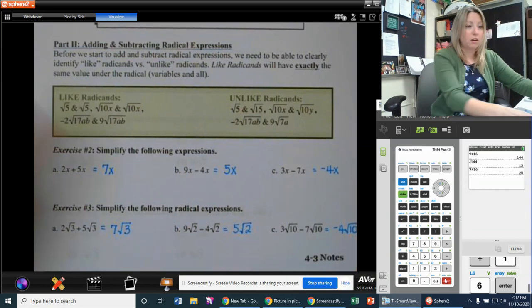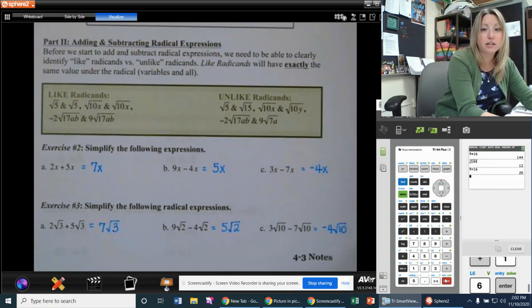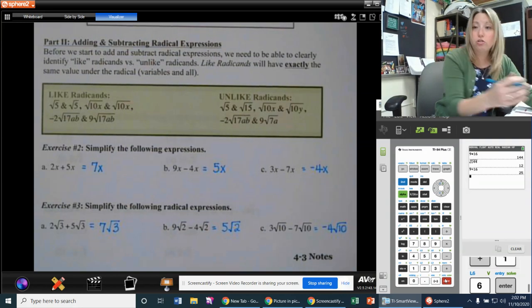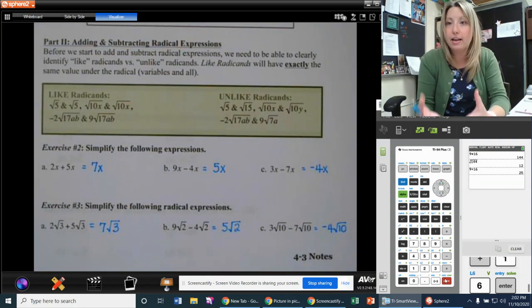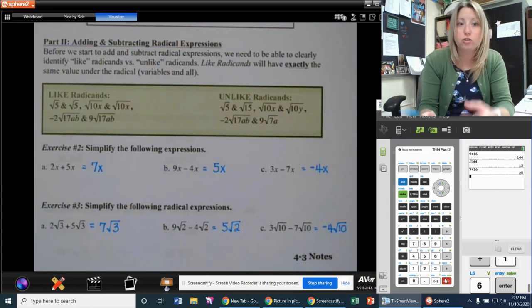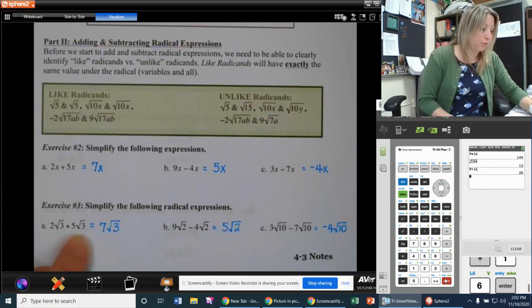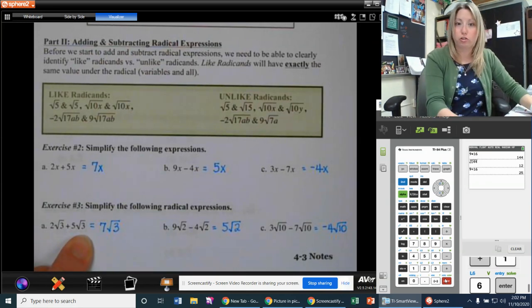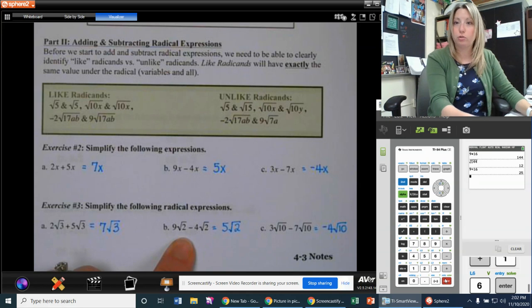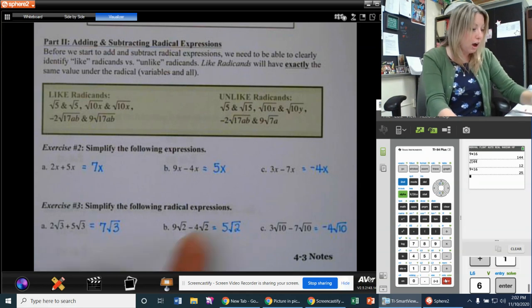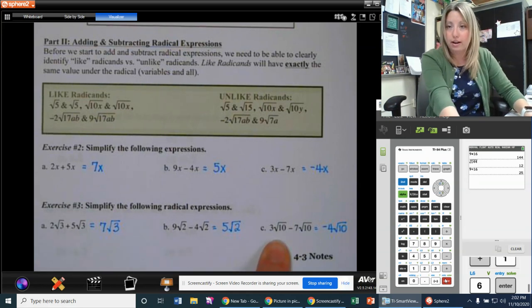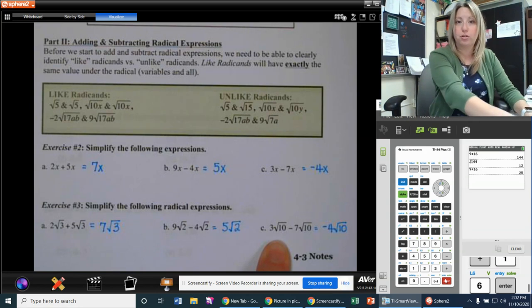Also notice that the radicand did not change. Just the amount I had of them changed. So how many radical 3s I have total changed. How many radical 2s I have total changed. How many radical 10s I have total changed. That's what we're doing here.